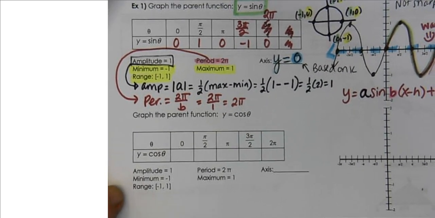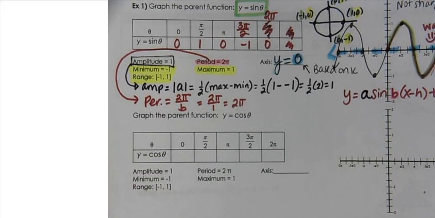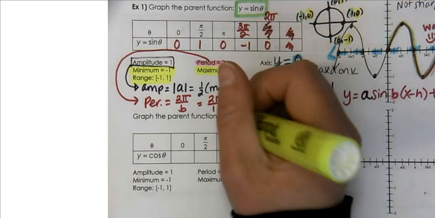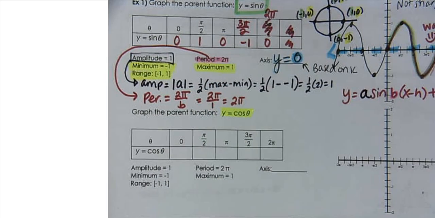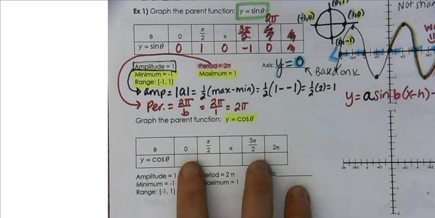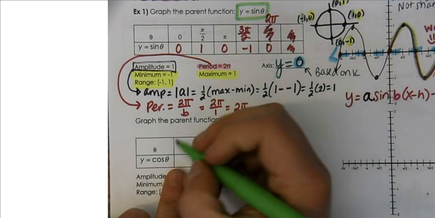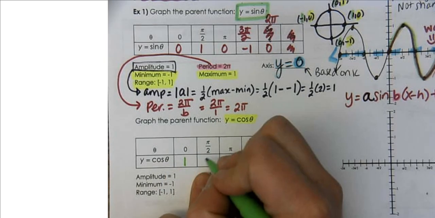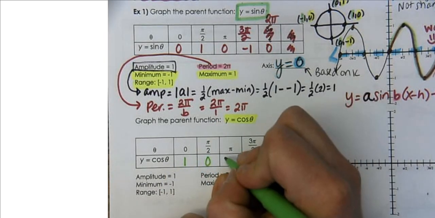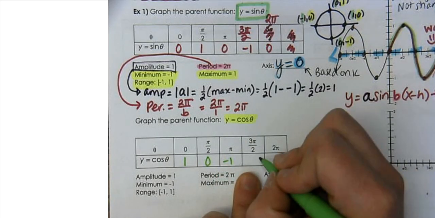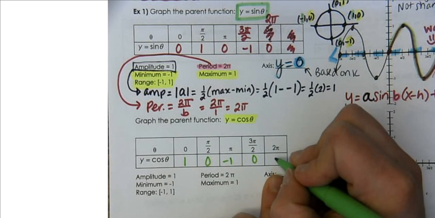Our cosine function is y is equal to cosine of theta. And once again, we are letting theta equal our quadrantal angles again of 0, pi over 2, pi, 3 pi over 2, and 2 pi. So let's go ahead and take a moment and fill out this table. So the cosine of 0 we know is 1. The cosine of pi over 2 is 0. The cosine of pi is -1. The cosine of 3 pi over 2 is 0. And the cosine of 2 pi is 1.